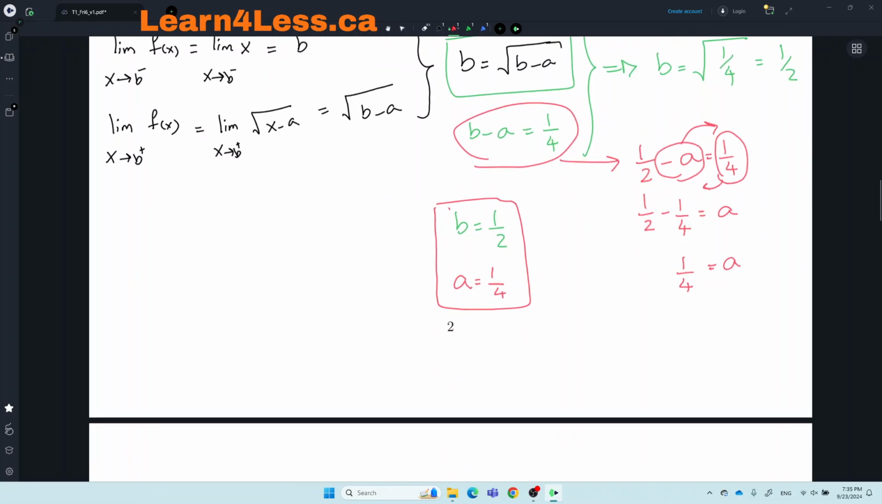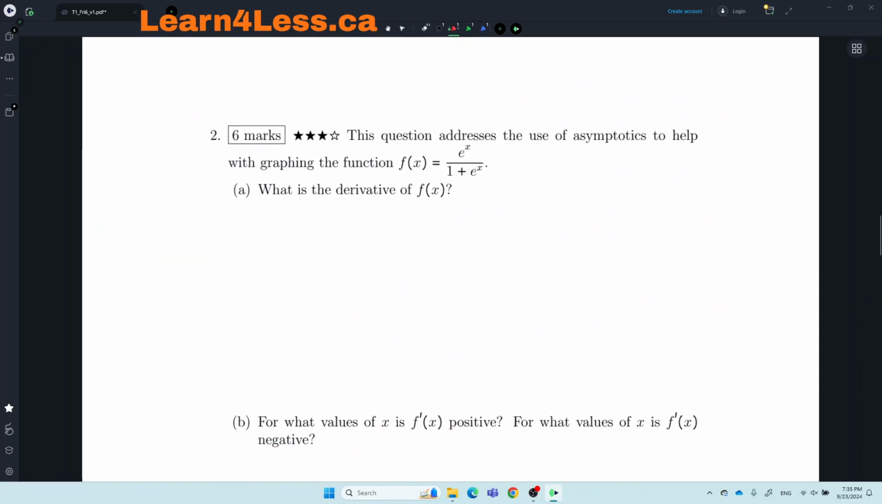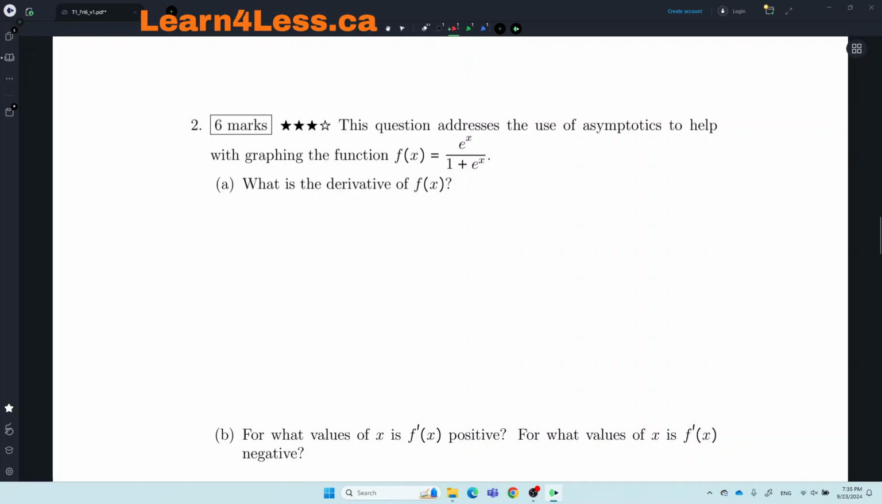Okay, let's move to the second question. This question addresses the use of asymptotics to help with graphing the function. The first part they're asking: what is the derivative of f of x? Okay, let's take the derivative of that function. So f of x is equal to e to the x over 1 plus e to the x. And they are asking for f prime of x.